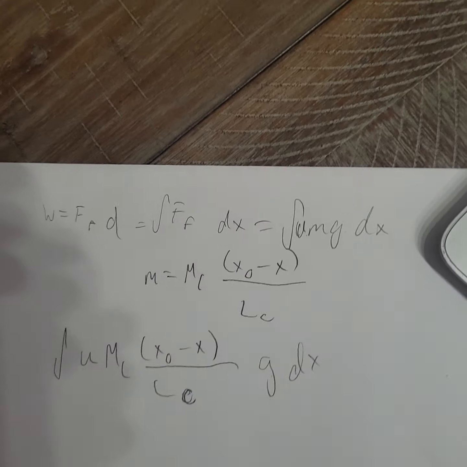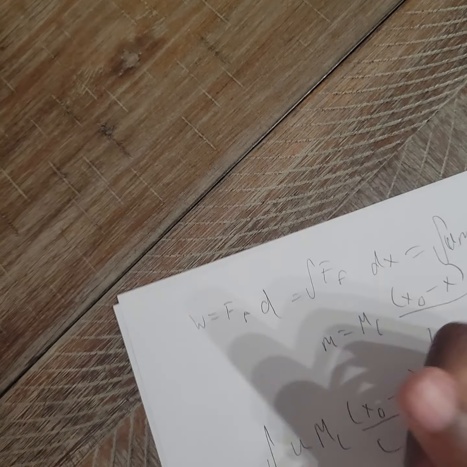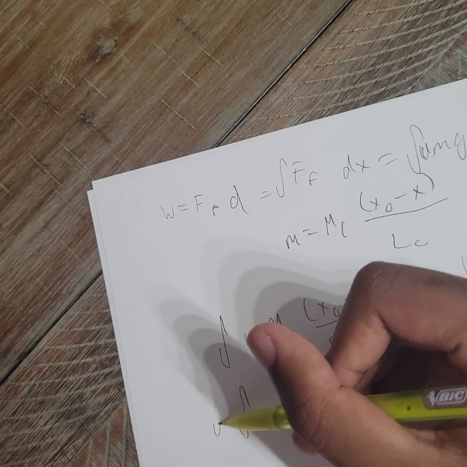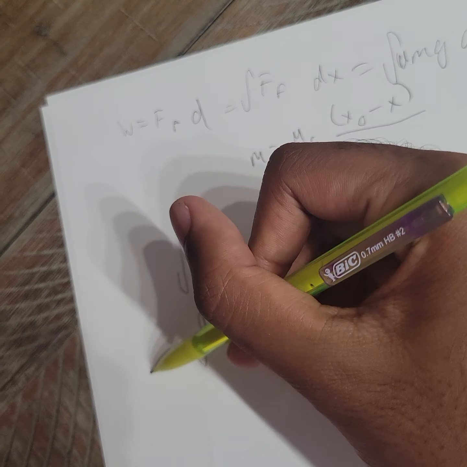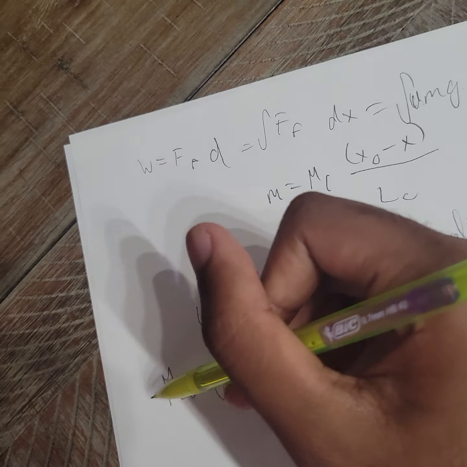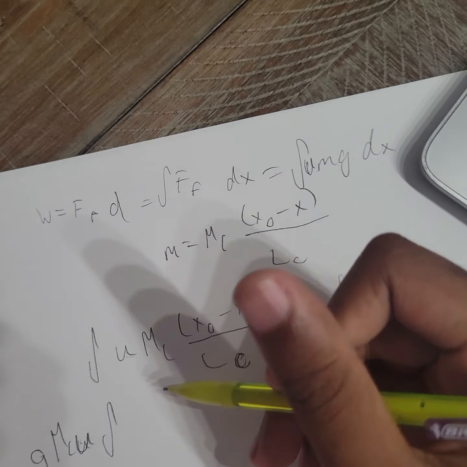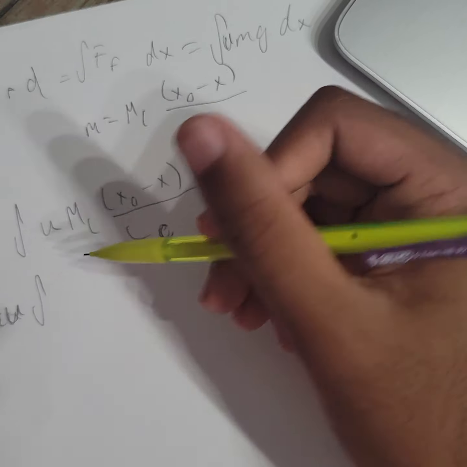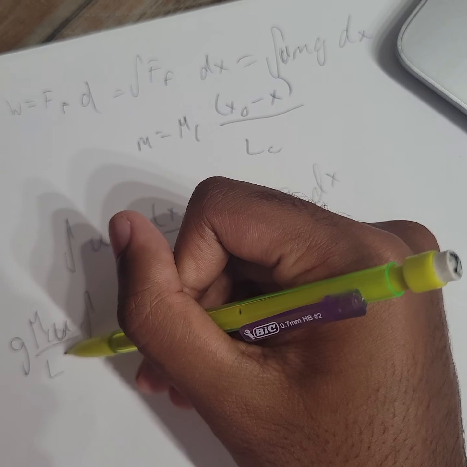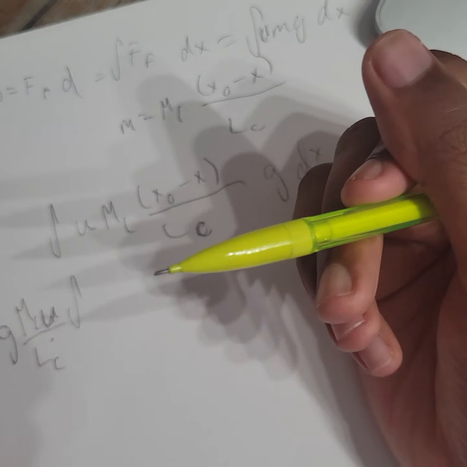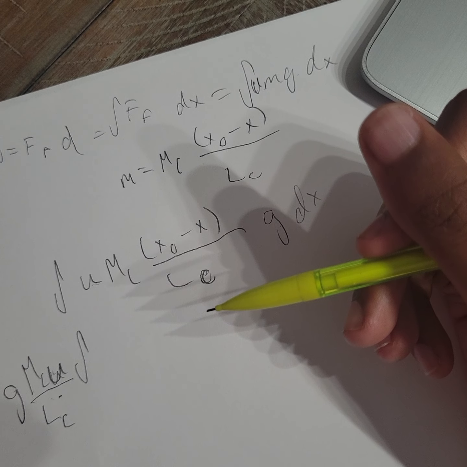Since mu is a constant, we can just take that out to the front. And since the mass of the chain is also a constant, we can take that out to the front. And since gravity is also constant, we can take that out to the front. So we're left with this, and since the length of the chain is also a constant, you can take that out to the front too.